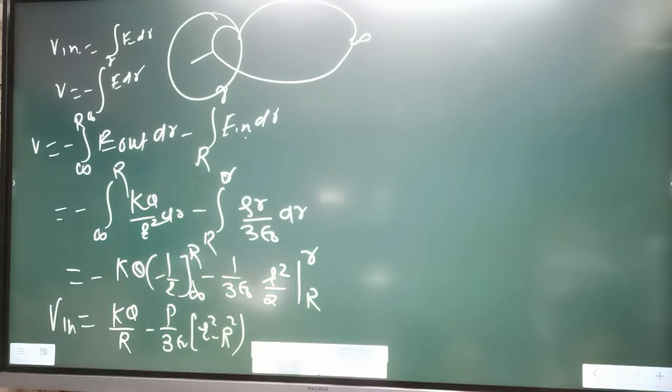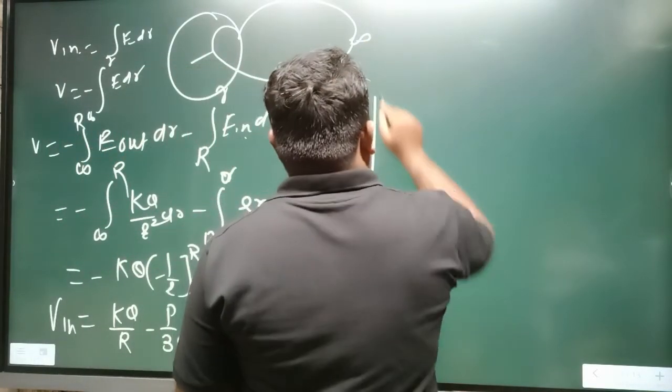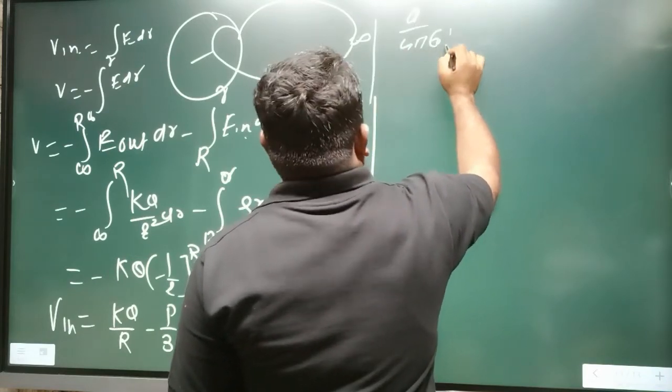Here is a rho. KQ upon R minus rho upon 3 epsilon naught, R square minus. Okay, this is equal to how much? Rho can be written as, K is equal to KQ upon 4 pi epsilon naught, R.